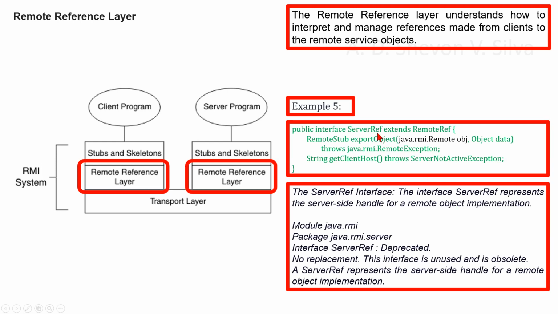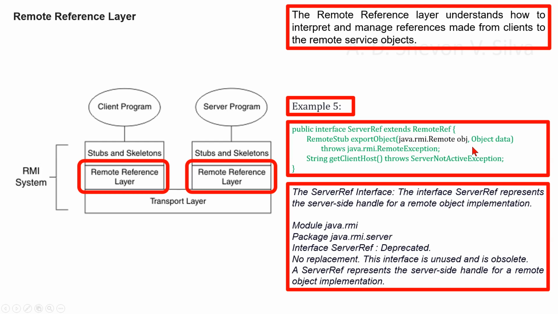Now we are considering the ServerRef interface. The interface ServerRef represents the server-side handle for the remote object implementation. The interface ServerRef is deprecated, no replacement. This interface is unused and is obsolete. The method exportObject finds or creates a client stub object for the supplied remote object implementation obj. The parameter data contains information necessary to export the object, such as port number.